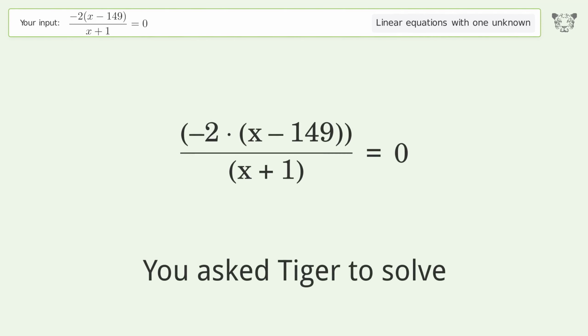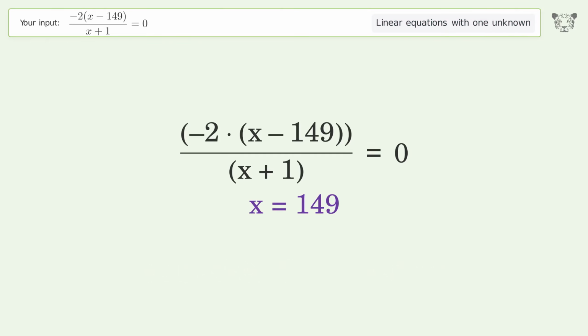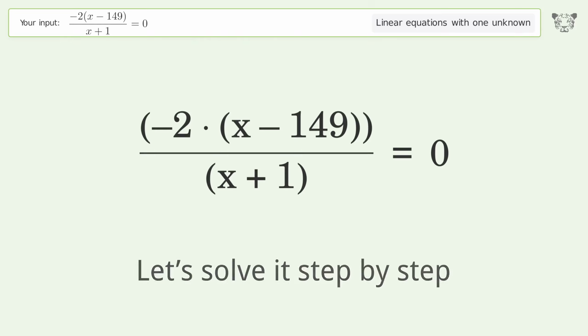You ask Tiger to solve. This deals with linear equations with one unknown. The final result is x equals 149. Let's solve it step by step.